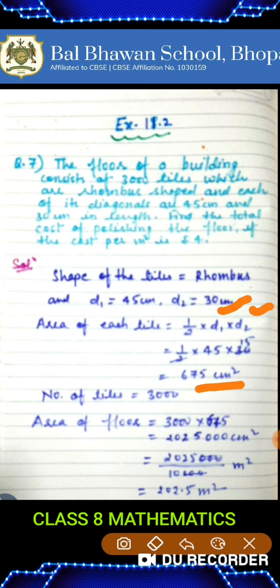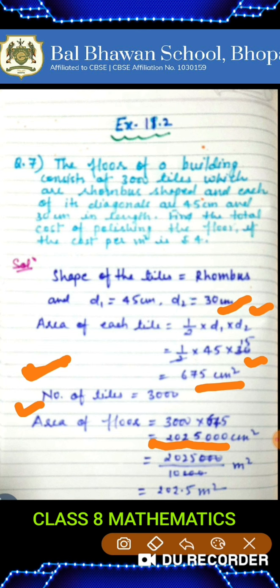Now I have to see how many tiles are there. There are 3000 tiles. Means if there are 3000 tiles, and area of each tile is 675 centimeters square, then what will be the area of the floor? Then area of the floor will be 3000 into 675. When we multiply it, we get this number. This is a very large number, 2025 and 3 times 0 centimeter square.